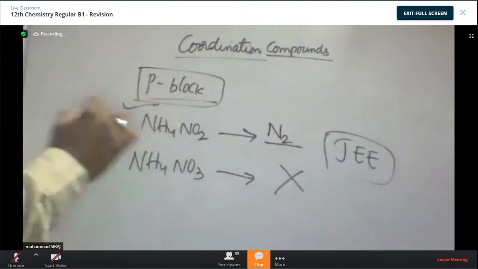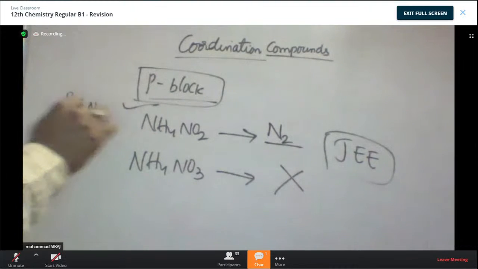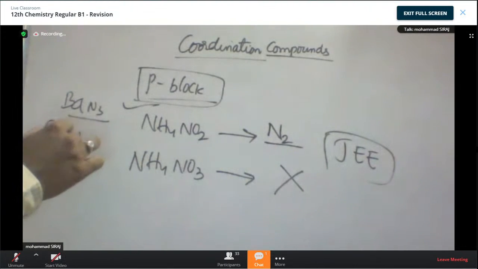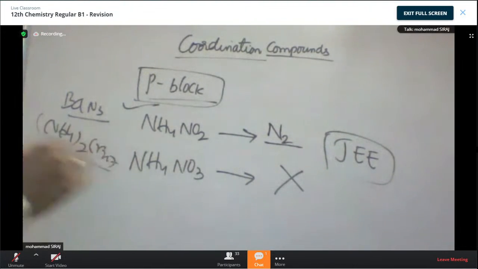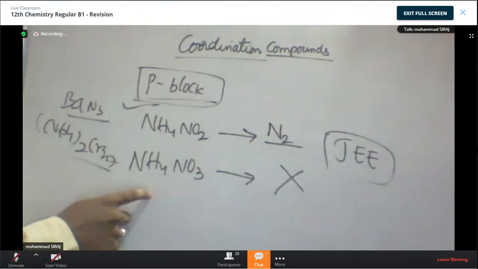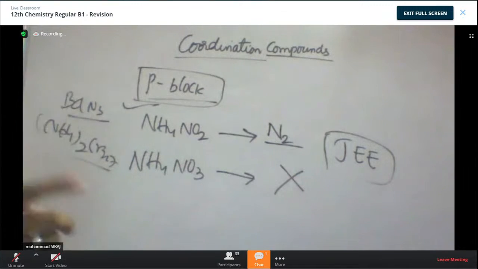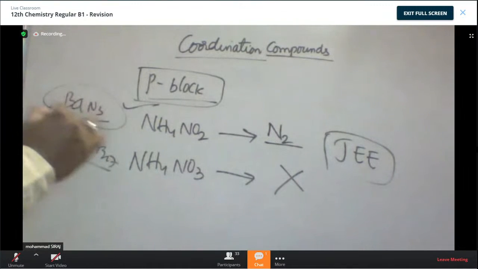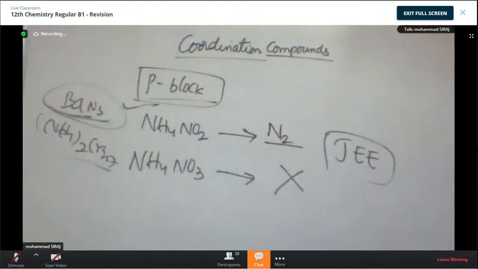They have given one option, BaN3. One option is given, (NH4)2Cr2O7. Now tell me, which one won't give nitrogen? I think I already told this one. From this one only, ultra pure nitrogen will get.